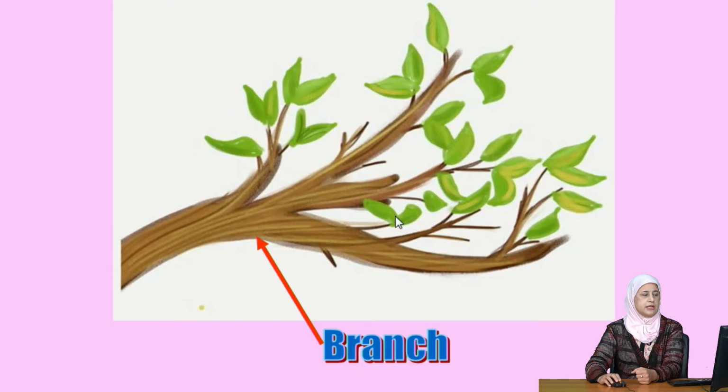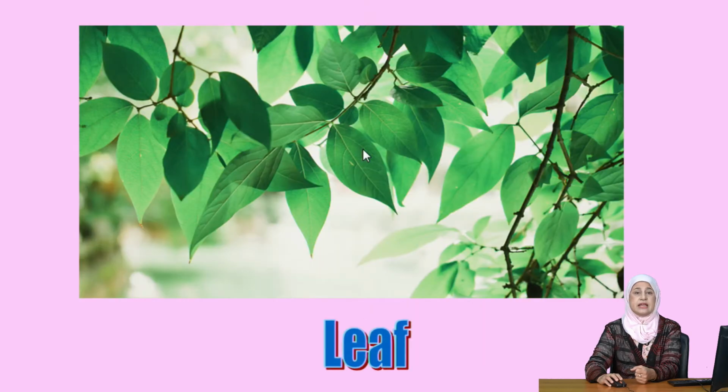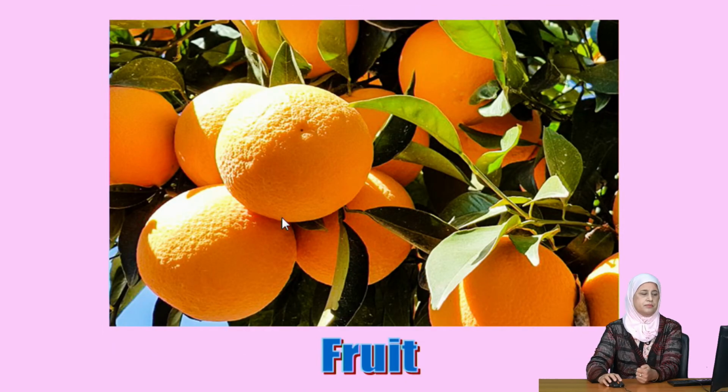Trunk. The next one, branch. B R A N C H. Branch has a curved shape. In Thai we say kan. The next one, leaf. L E A F. One tree has many leaves, green in color. Flower. One tree has flowers. F L O W E R. Flower. The next one, fruit. F R U I T.